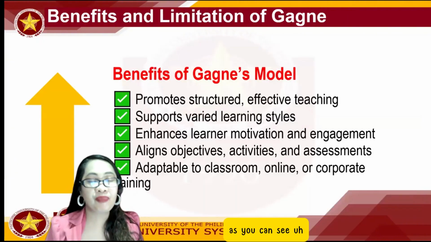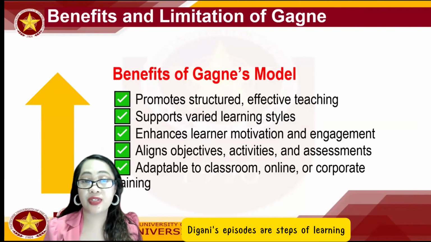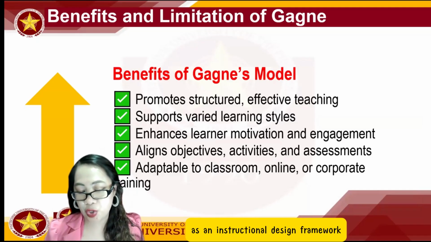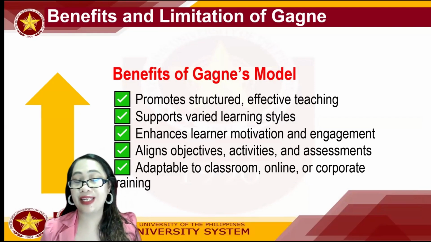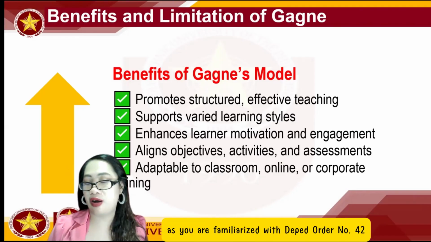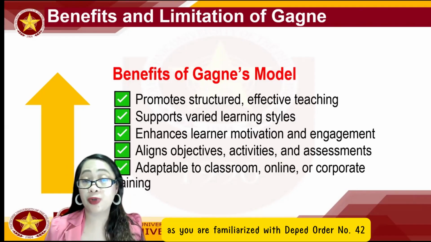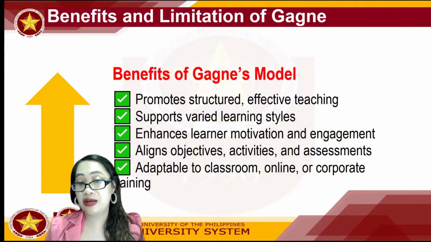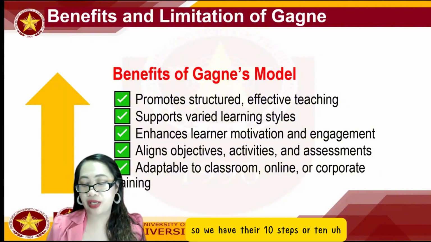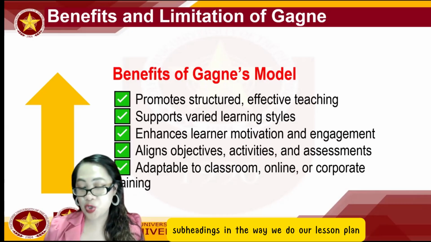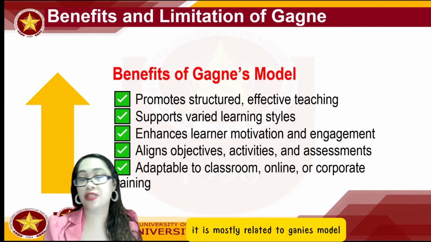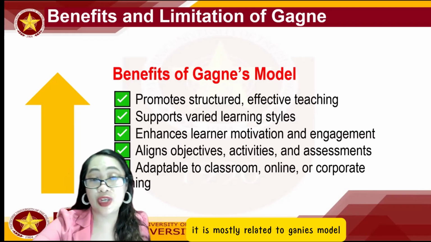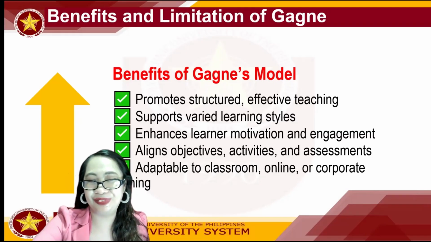As you can see, we can say that Gagne's events or steps of learning as an instructional design framework is the one closest to our lesson planning in the Department of Education. As you are familiarized with DepEd Order number 42, series of 2016, we have there 10 steps or 10 subheadings in the way we do our lesson plan. And as you can observe, it is mostly related to Gagne's episodes of learning.